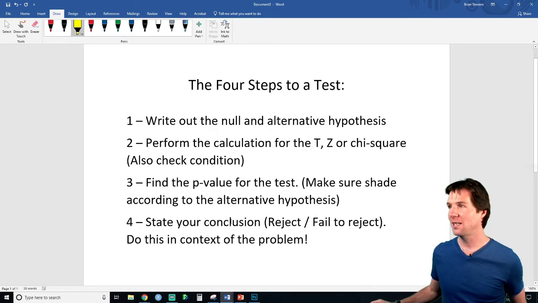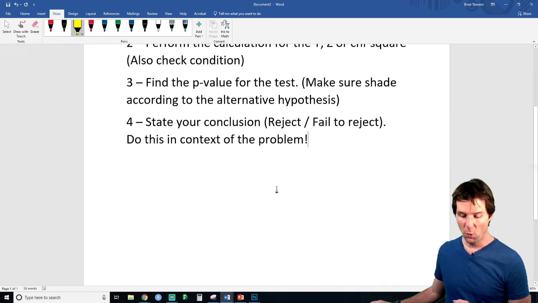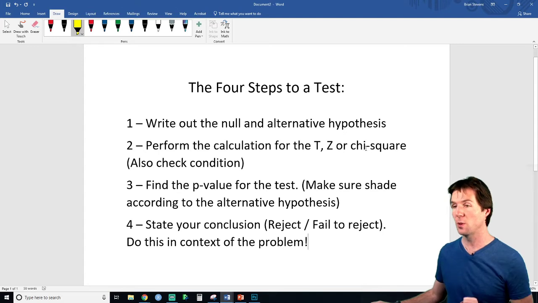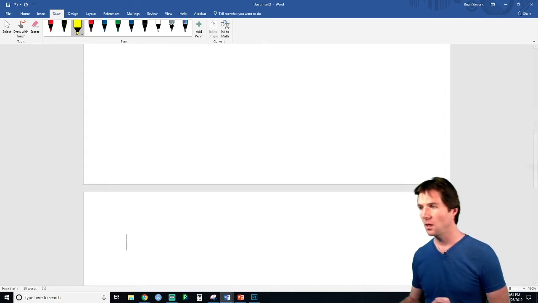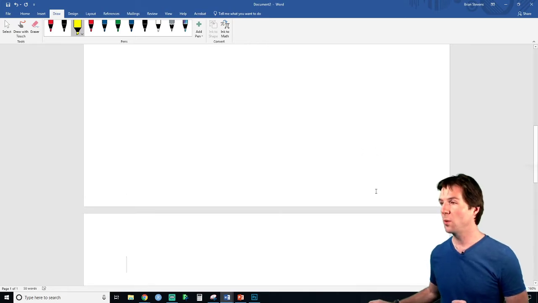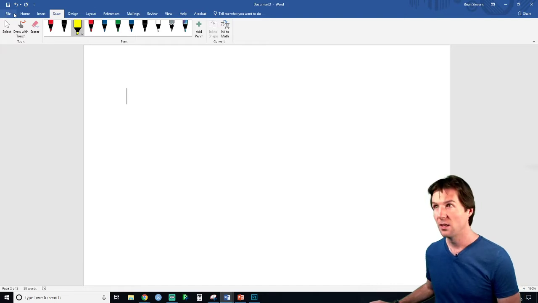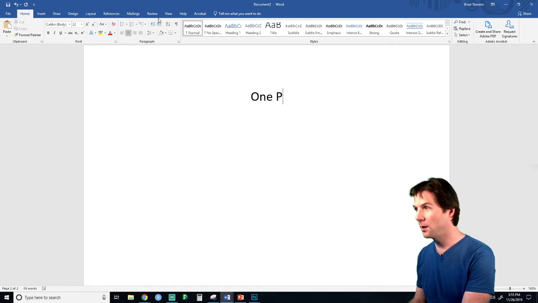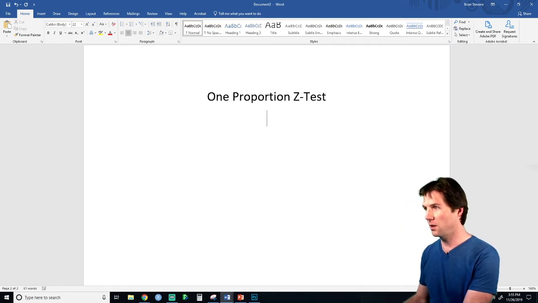So let's look at the first test we did, which is the 1 proportion z-test. Remember we're going to come back to these 4 steps that we will do for each one of these tests. So I need to go back here to home, let's write this in nice and neat here. 1 proportion z-test.